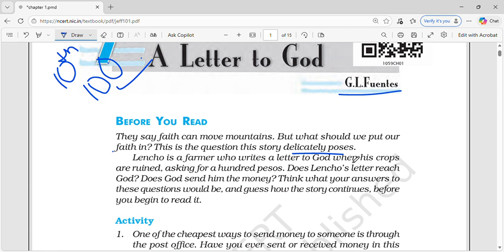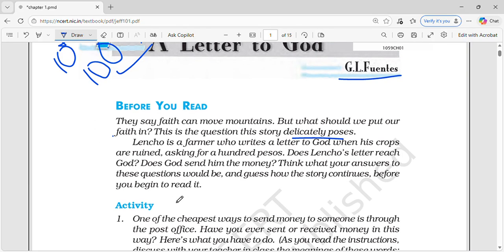What is that thing? So this chapter is basically going to tell us how we can put our faith in something or the other. So basically we can put our faith in God, right? So this is the question that this chapter is going to answer.